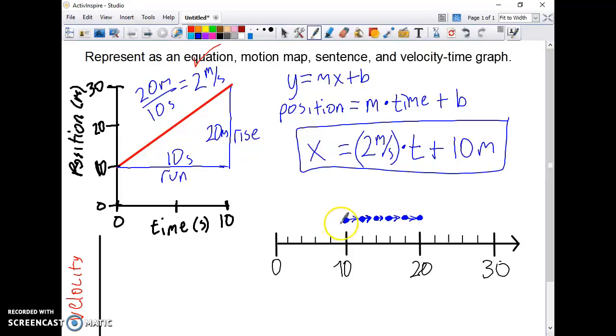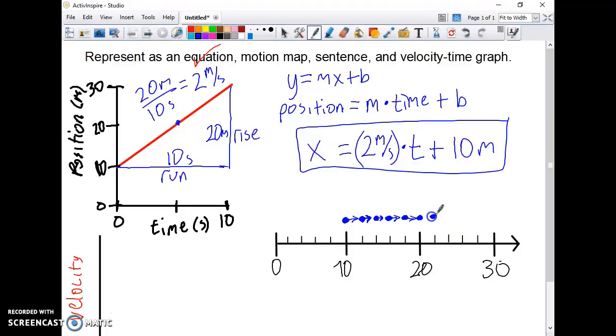So we have time 0, time 1, time 2, time 3, time 4, time 5. This shows us that at time 5, the object is at position 20. Let's double check that. If this is our time axis, we have time 5 in the middle. And it looks like right about there, at time 5, the position is 20. So in this case, our position time graph matches our motion map.